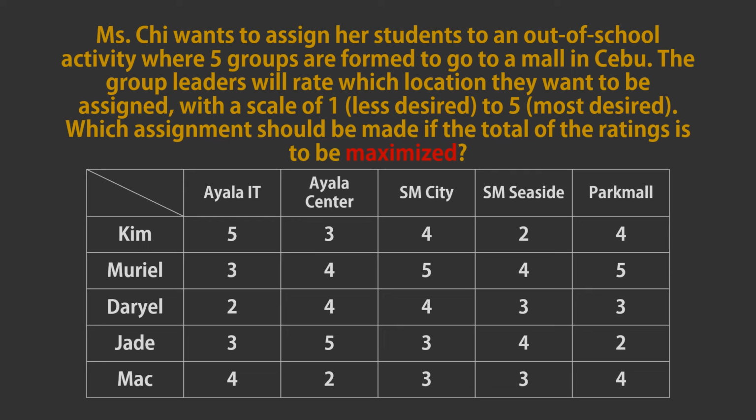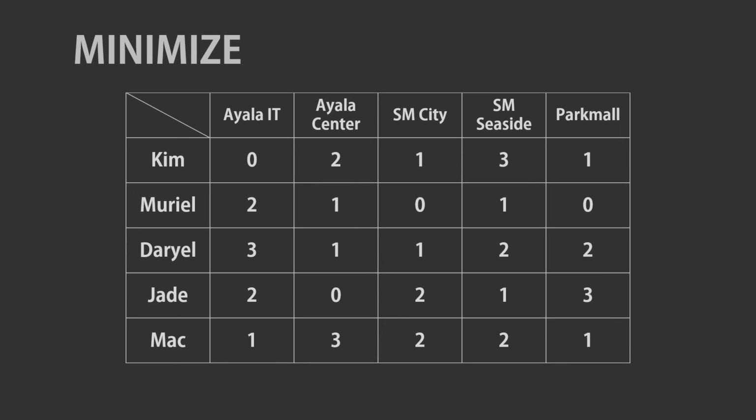Since it is a maximization case, we will subtract the other numbers in the cells from the highest value, which in this case is 5. This is then converted to a minimization case. The first step is called row reduction.